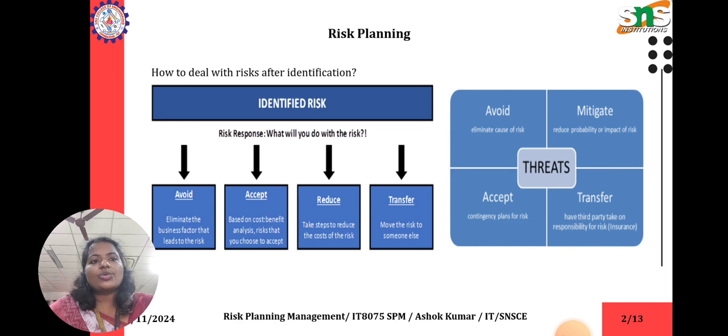The next one is transform: move the risk to someone else. Here in the square I give the threats. Threats means any program interrupts. The first point is avoid, then mitigate, accept, and then transform.